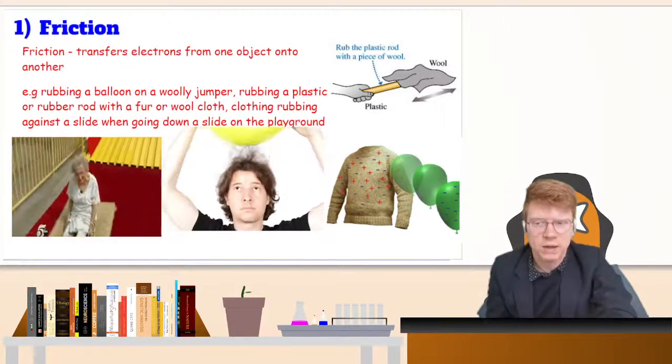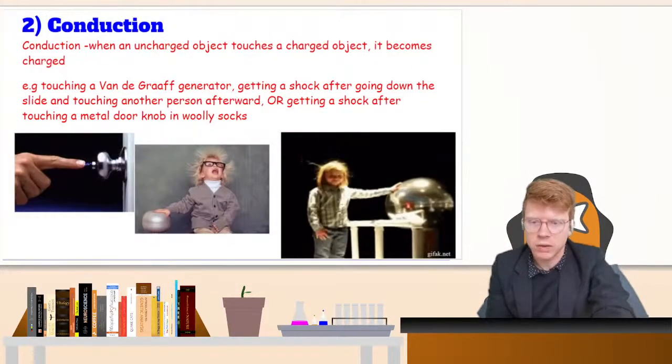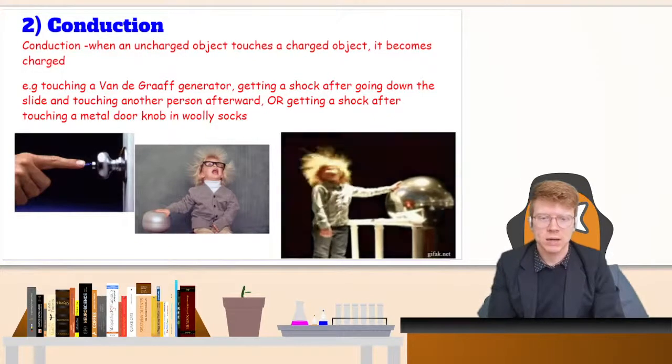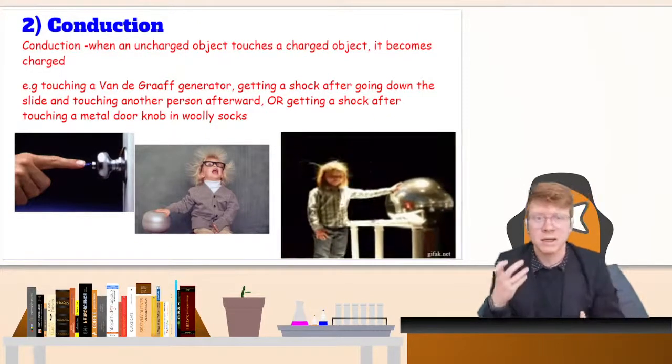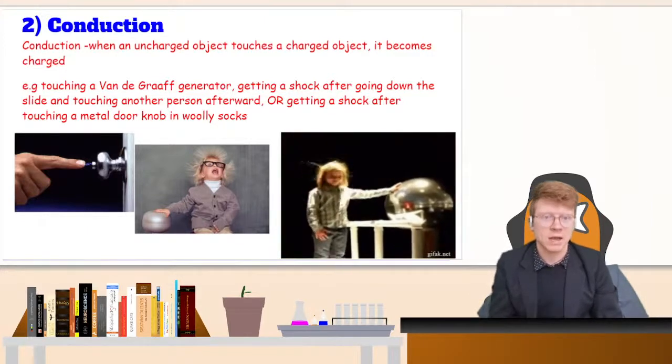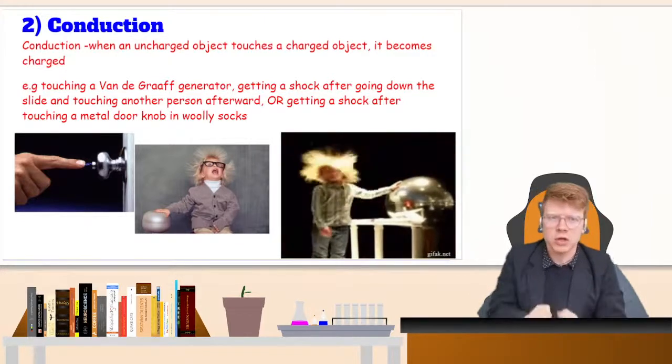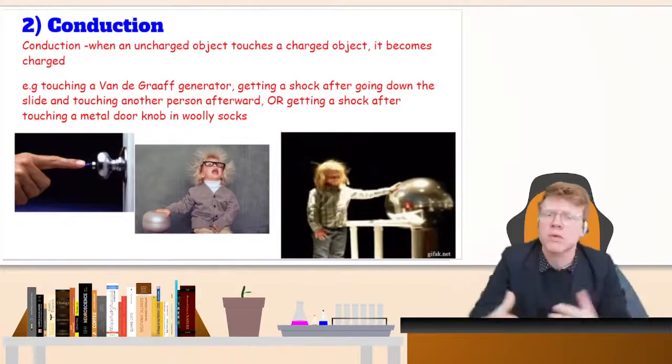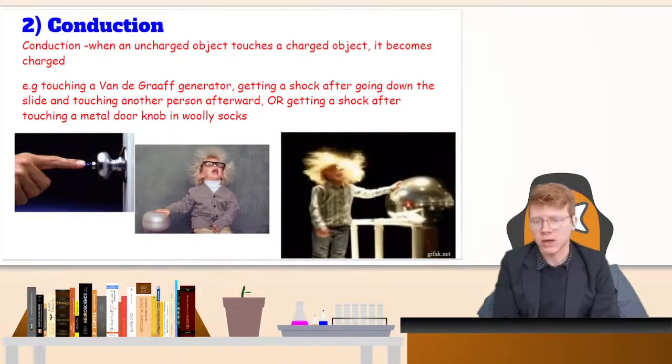There are two other ways that you can induce a static charge. You can do it through conduction. And conduction is when something that is charged touches something that is uncharged. If you touch something that is uncharged and you're charged, you give your charge. You spread your charge across yourself and that object.